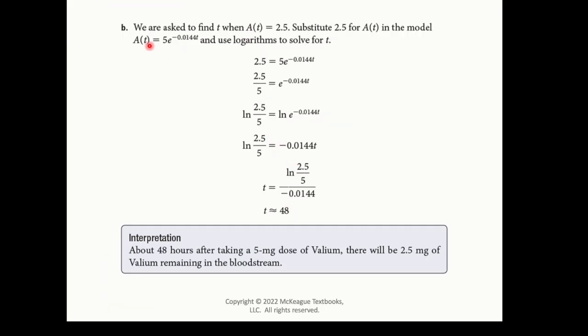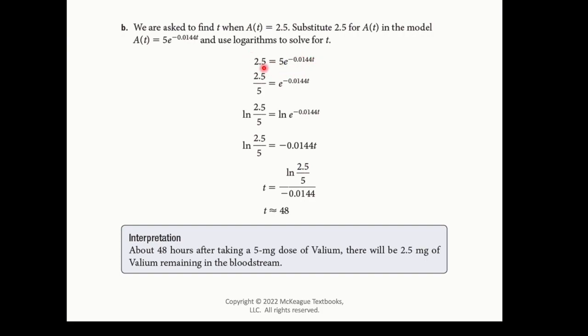Okay, for part B, we're working in reverse. We want to see how long it takes for the initial amount, which is 5 milligrams of Valium, to decay down to 2.5. Because we know that the 2.5 should be what we get out of the function, we're going to put 2.5 here and solve for t, because it's asking for the time that it takes to go from 5 to 2.5.